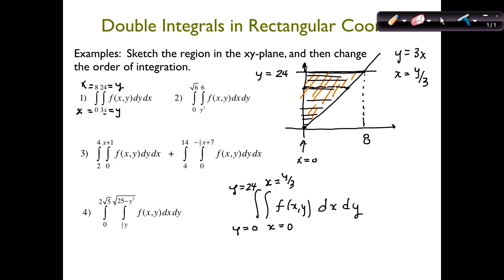And so the value of this is the signed volume of the function f over the triangular region D. And the value of this double integral will be exactly the same as the volume of this one. It's just setting it up in the other order.